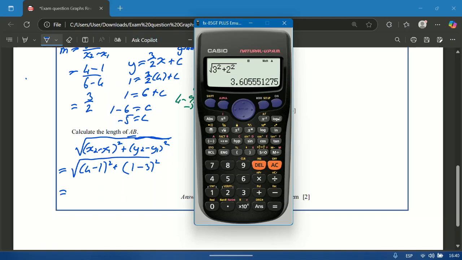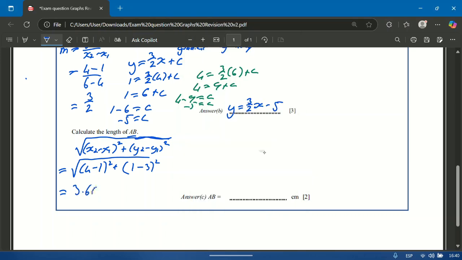The answer there being 3.605, etc. That's good enough. If you write that answer, you get full marks. If you're going to round it to 3 significant figures, it is 3.61.